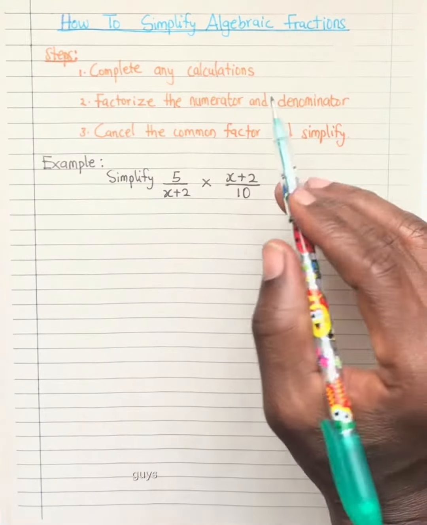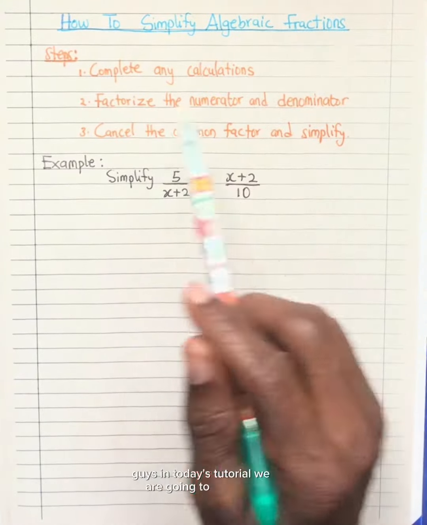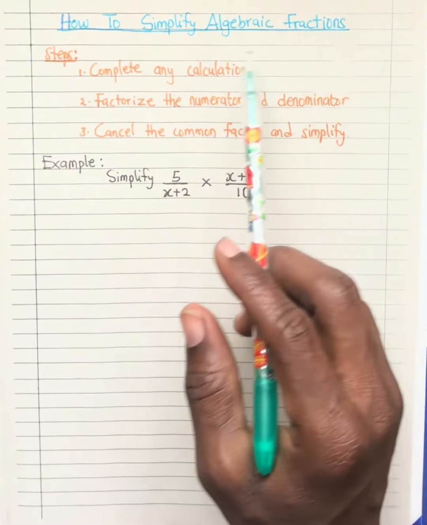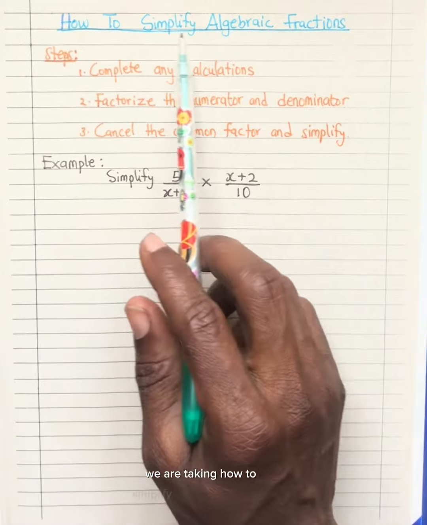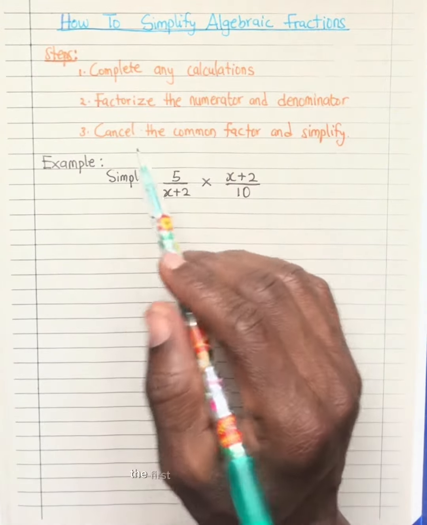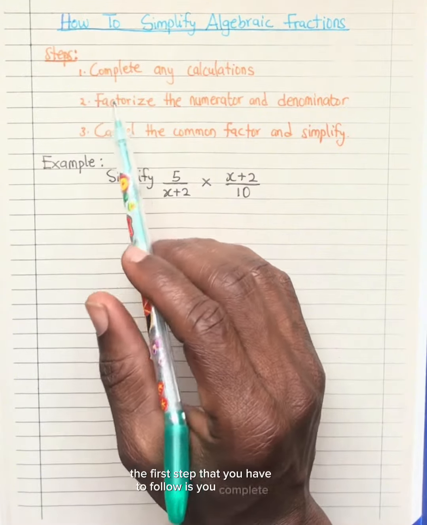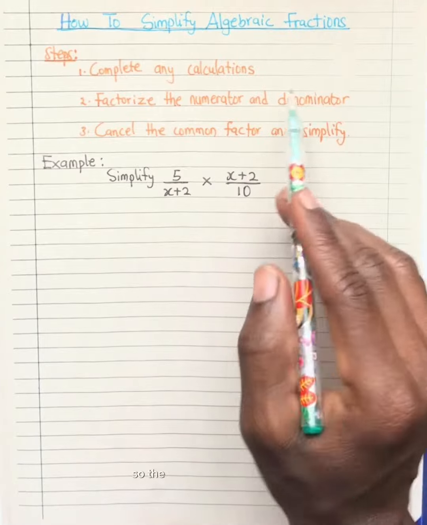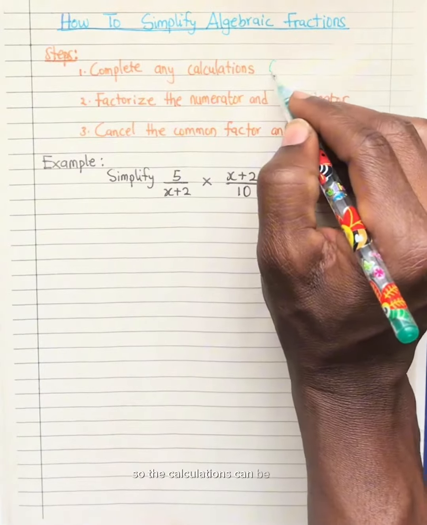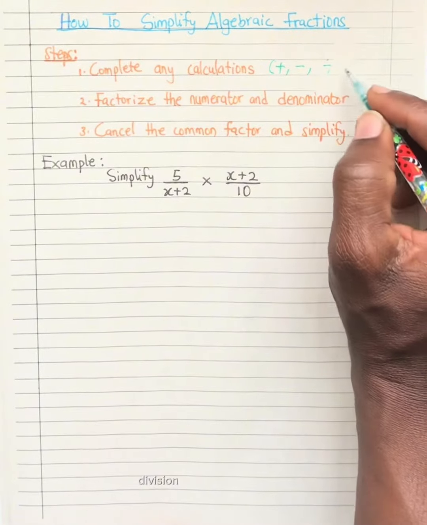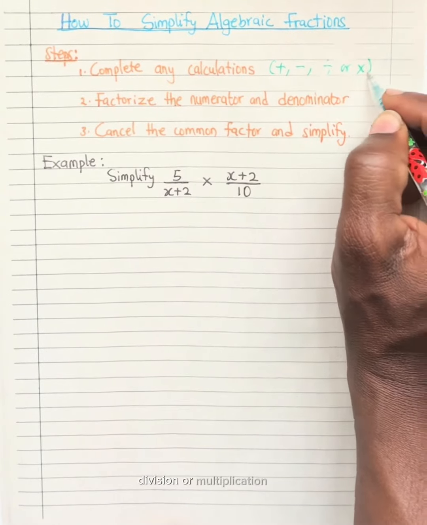Okay, guys, in today's tutorial, we are going to continue with the simplification of algebraic expressions. So we are taking how to simplify algebraic fractions. And to do this one, the first step that we have to follow is we complete any calculations. So the calculations can be addition, subtraction, division, or multiplication.